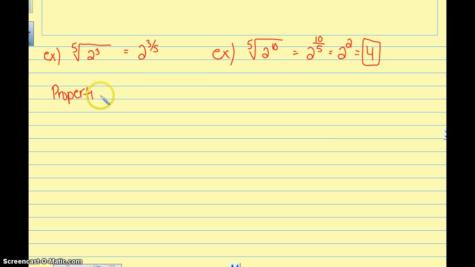Lastly, we're going to review the properties of exponents. So the first property is if you have the same base and you're multiplying, try to think, what do you do with these exponents? If you said that you add them, you are correct. If I have the same base and I'm dividing these, try to think back of what you would do with these two exponents. If you said subtract them, you are correct.